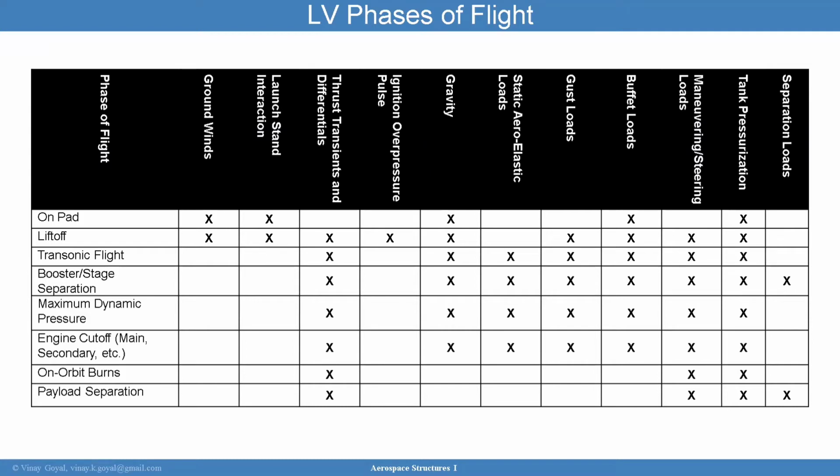Here, what I'm showing is the launch vehicle phases of flight. Here I have the on pad. So for on pad, I'm looking at ground winds, launch stand interaction, and gravity. Some amount of buffet loads and tank pressurization. Then at liftoff, you still have some ground winds, some launch stand interaction, thrust transients and differentials, and then gravity plays a role in gust loads, buffet loads, and maneuvering and tank pressurization. And then you have transonic flight, and you can look at this table carefully, and then payload separation and so forth.